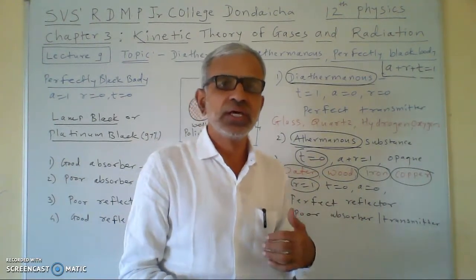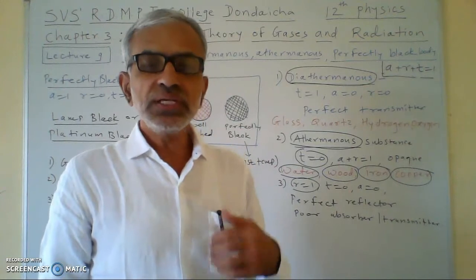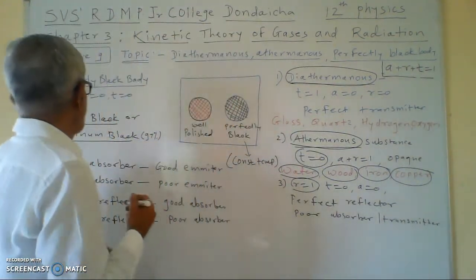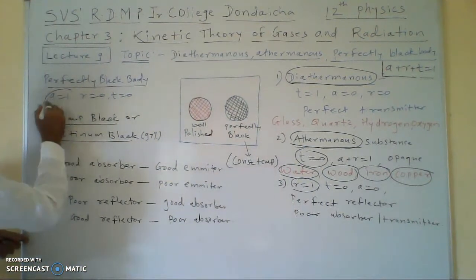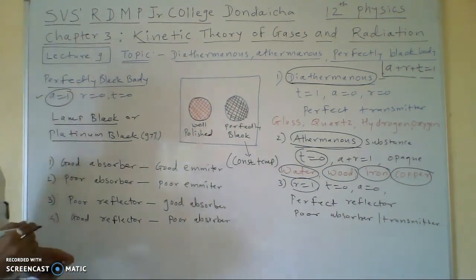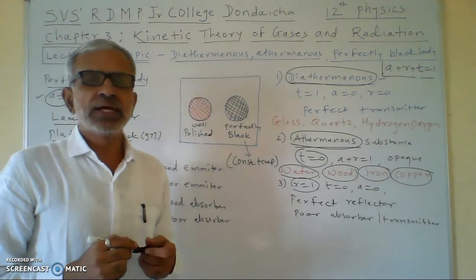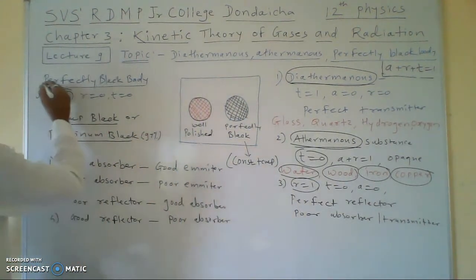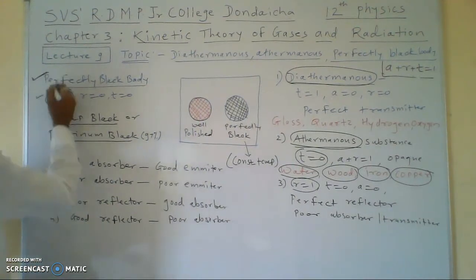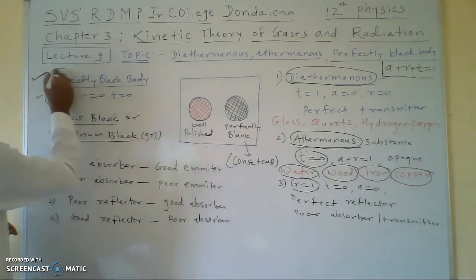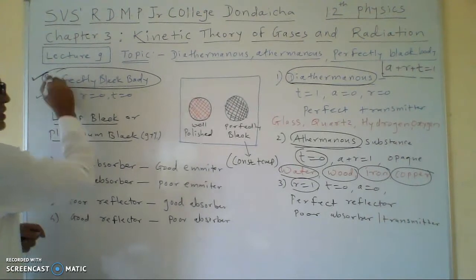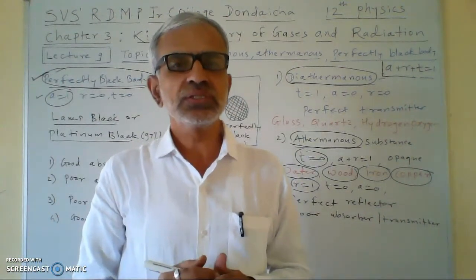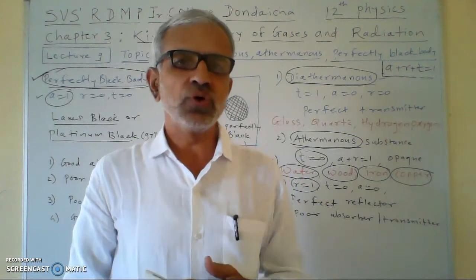Then there is another type of substance which absorbs all the quantity of the heat which is incident upon it, and that substance is called perfectly black body. The substance which will absorb all the heat which is incident upon it is called perfectly black body.